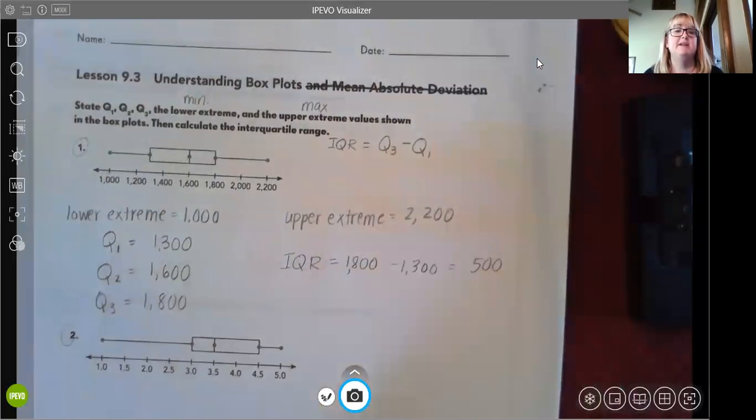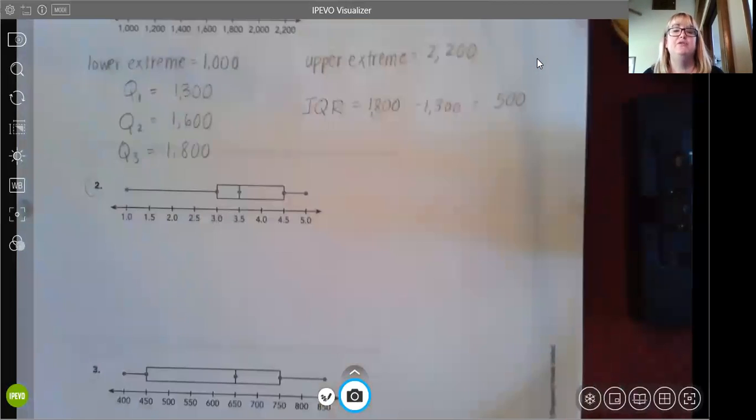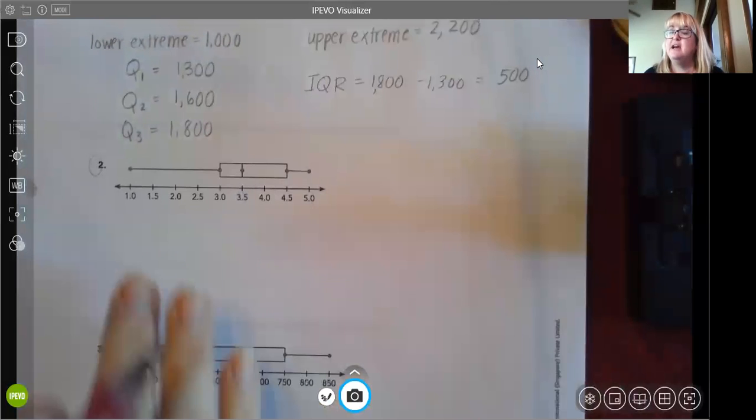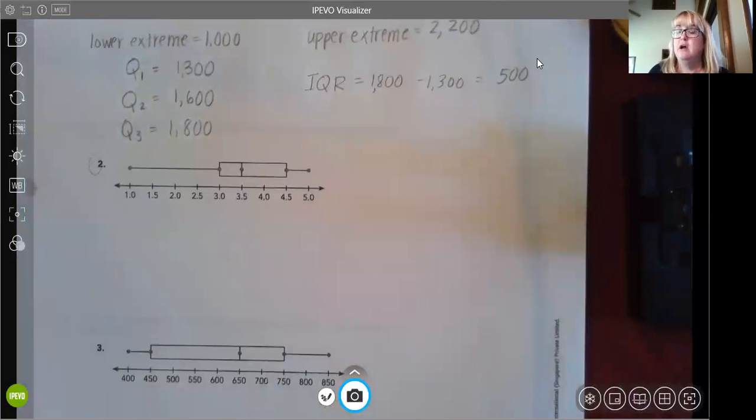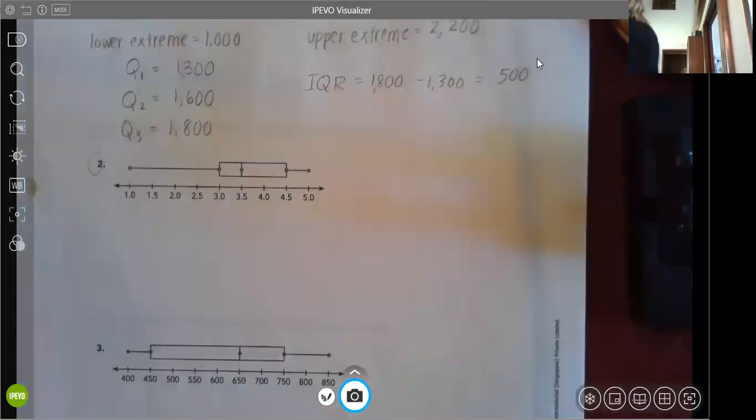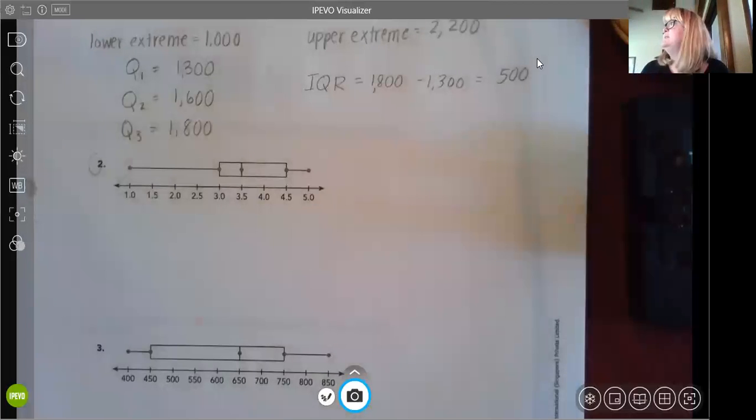All right, I'm gonna let my dog out. I want you to start finding the 5 data points for number 2. All right, and I will be right back. He likes to sound vicious. He's trying to scare the squirrels away.